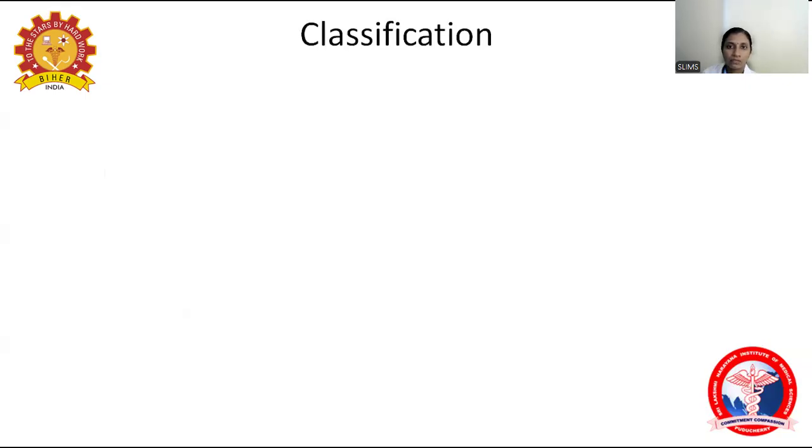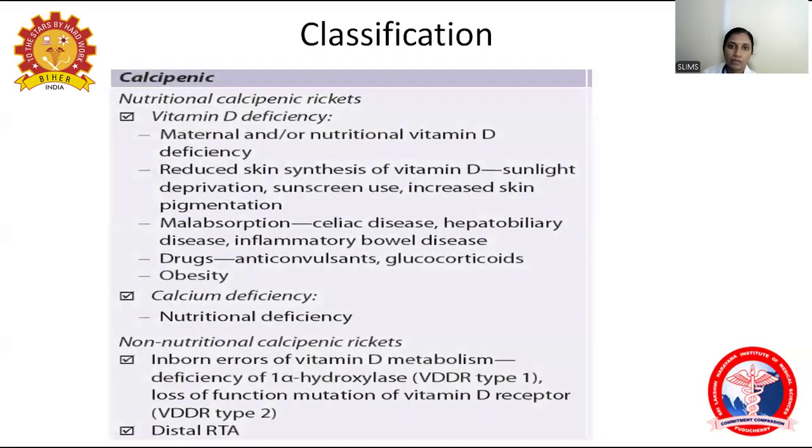So how do we classify vitamin D? So already from the overview which I gave you, nutritional rickets and refractory rickets, two types that you would have seen. So in this itself, there are different types. One is calcipenic, another one is phosphopenic. The calcium is deficient and phosphorus is deficient.